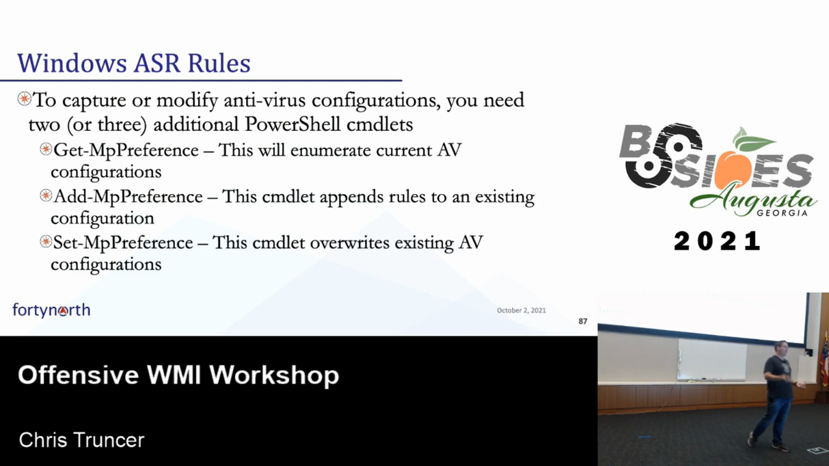Well, there are 3 cmdlets here that let us do that. The Get-MpPreference cmdlet is what lets you enumerate your current antivirus configurations on your systems. Add-MpPreference appends rules to an existing configuration. Set-MpPreference overwrites existing rules with whatever it is that you're trying to do. Now, if you're doing Set-MpPreference, you may have to battle with group policy if that's continuously being pushed down. So just know that.